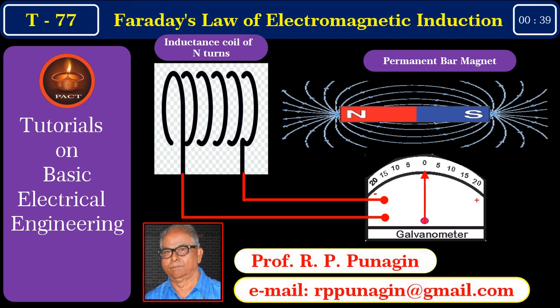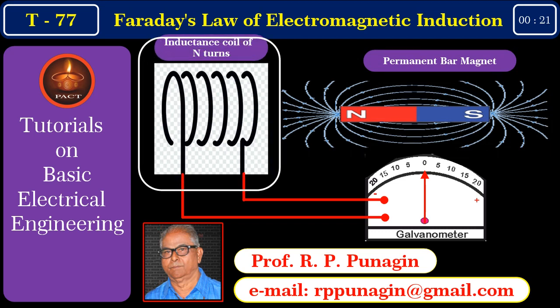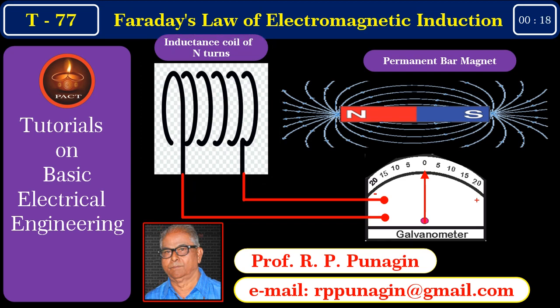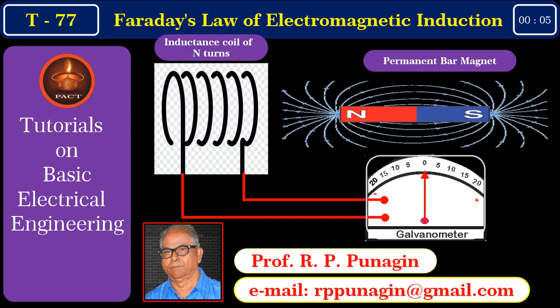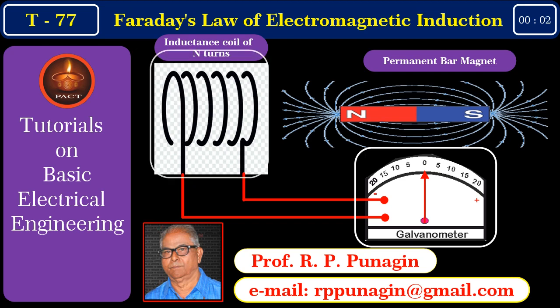Friends, as early as 1831, Michael Faraday announced the concept of electromagnetic induction. In his experiment, he used a permanent bar magnet, an insulated coil of conducting material, say of N turns, and a current sensing galvanometer as shown. The permanent magnet and the coil are kept in the neighborhood of each other. A current sensing galvanometer is connected across the coil as shown in the figure.